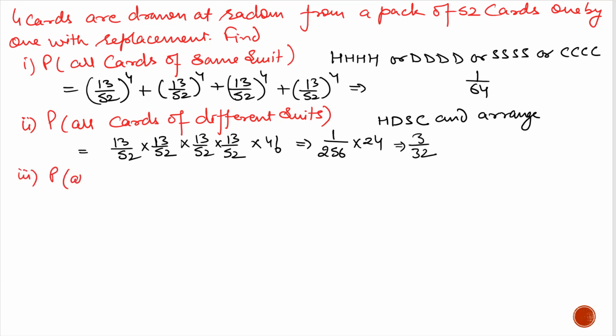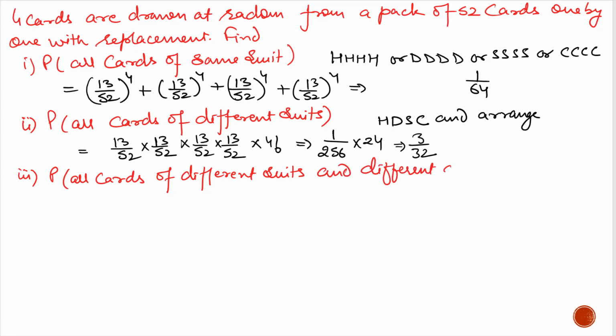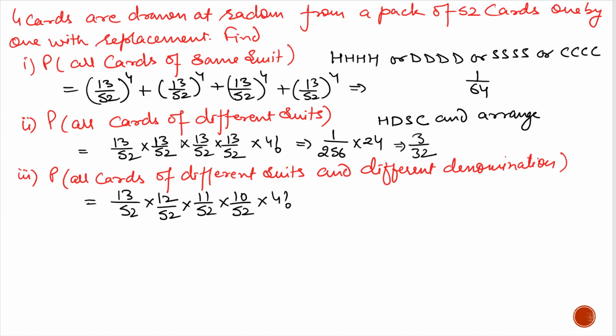Next part, probability of all cards of different suits and different denomination. When we say different denomination, means the numbers are different. Suppose if we draw first card king, the second card cannot be king. Suppose the second card is queen, the third card cannot be king or queen. If the third card is jack, then the fourth card is neither king nor queen nor jack. So the required probability is 13/52 into 12/52 into 11/52 into 10/52 into 4 factorial, because we want to also arrange them.